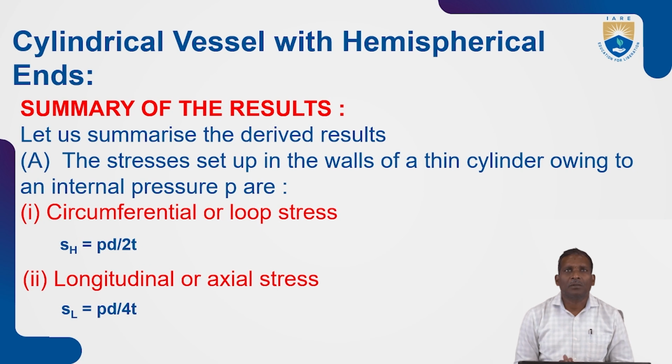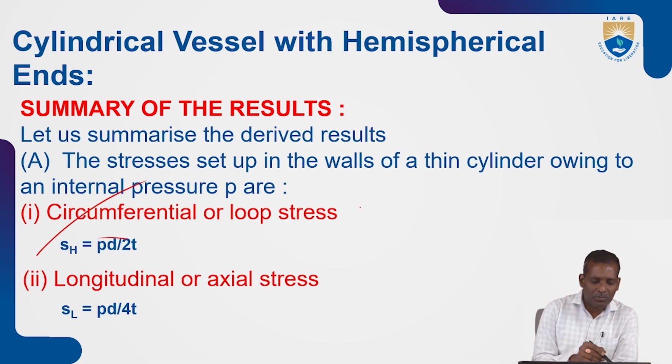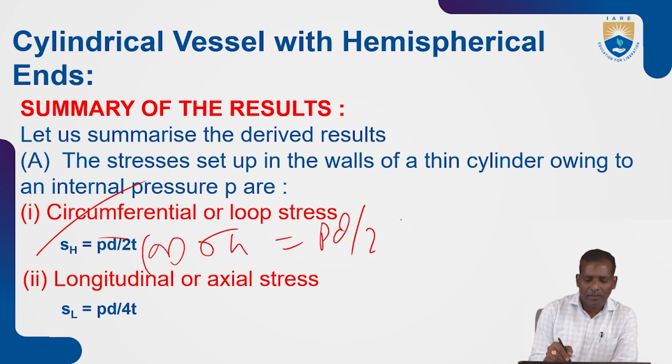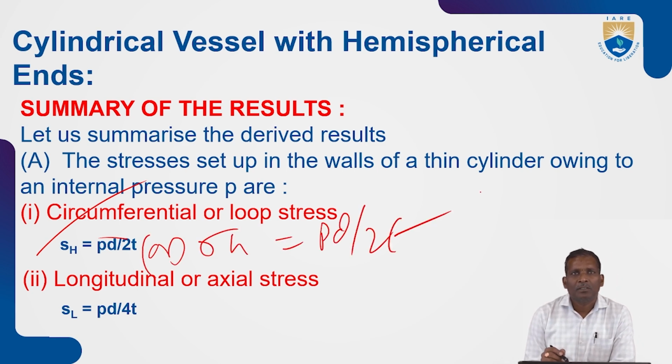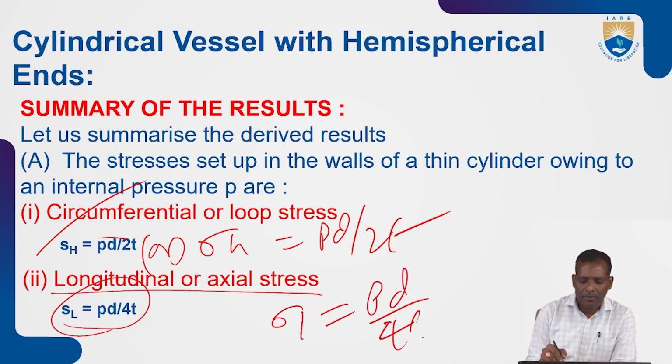So now the summary of the results we have calculated up to now. Let us summarize the derived results. The stresses set up in the walls of the thin cylinder owing to an internal pressure P: one is the circumferential or hoop stress, sigma H, equal to PD by 2T. The longitudinal or axial stress, sigma L, is equal to PD by 4T.